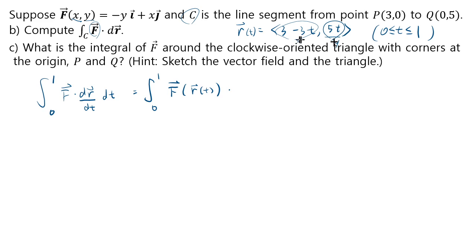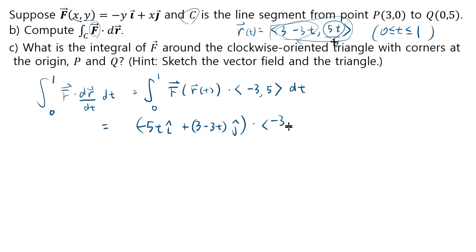And then dr/dt means you're differentiating this. So what do you get if you differentiate this? You get negative 3 comma 5, and then dt. And because r(t) is 3 minus 3t comma 5t, and 3 minus 3t is x, and y is 5t, x and y are replaced by 3 minus 3t and 5t respectively. So you have the vector field would be negative 5t i plus 3 minus 3t j, dotted with negative 3 comma 5.